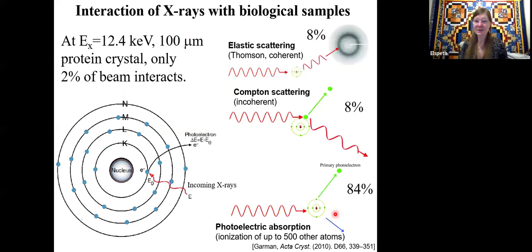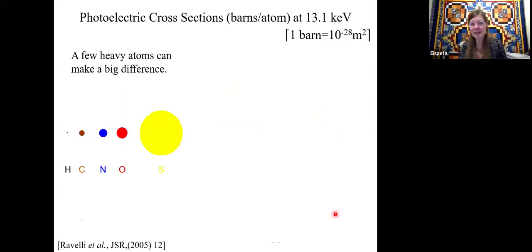I already mentioned what's happening here with elastic scattering, Compton scattering, and photoelectric absorption. It's this last thing which really kills us. If we look at the cross sections, I mentioned that hydrogen was too small for us to see in X-ray crystallography, but carbon, nitrogen, oxygen, these are in proportion to their X-ray cross section at incident energy of 13 keV X-ray.